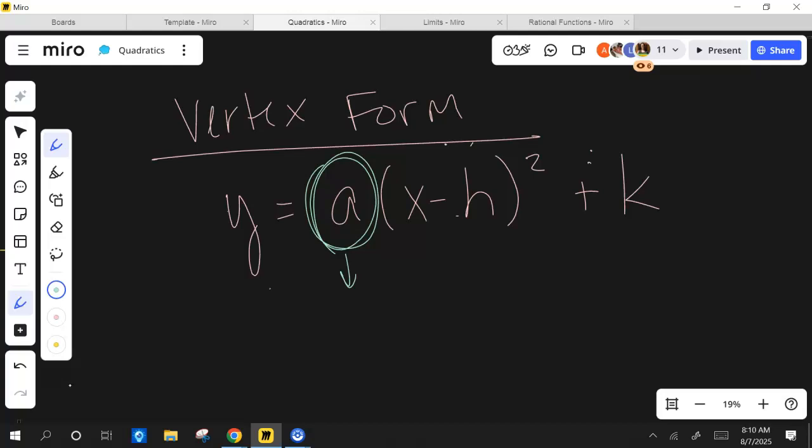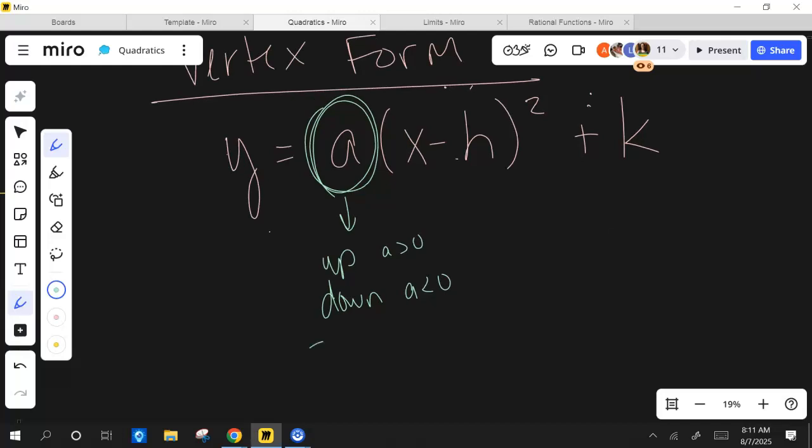Positive or negative, so it tells me up or down, right? So up was if a is positive, and down was negative, right? What else did a tell me in my standard form equation? Skinny or wide, okay? This does all the same things, so you don't have to learn anything new with that, which is nice. Remember, the bigger a gets, what happens to the graph? It gets skinnier, and then the smaller it gets in absolute value, it widens the graph up, right? Everybody okay? All right.